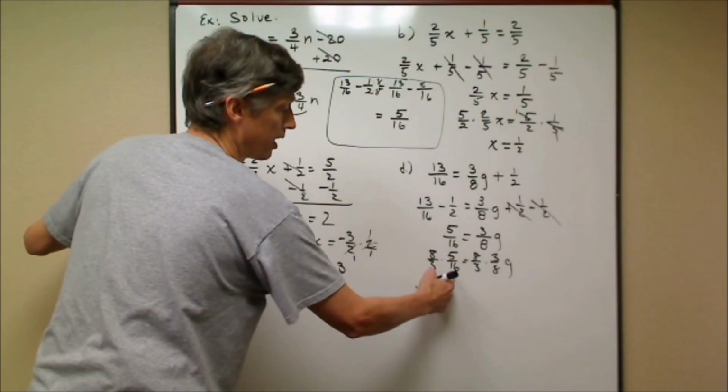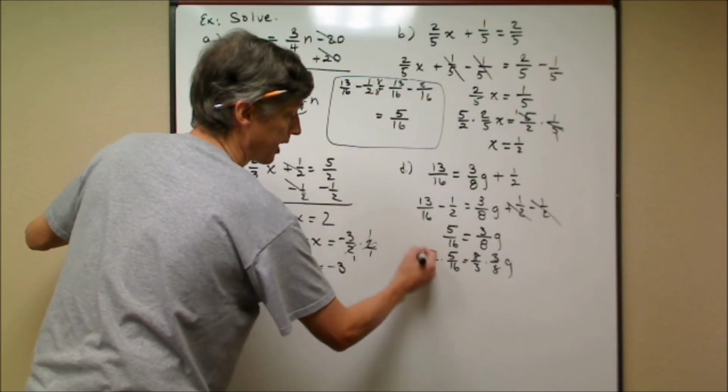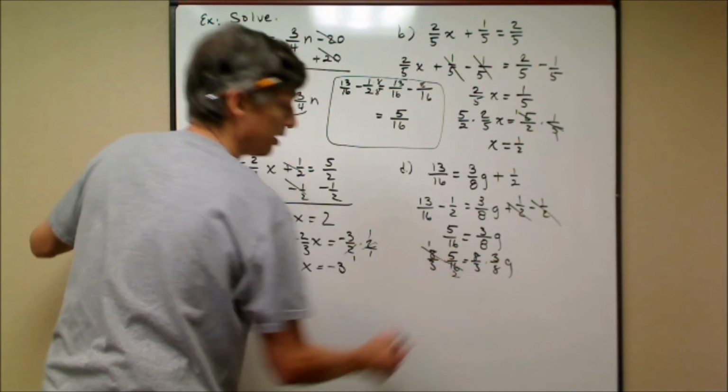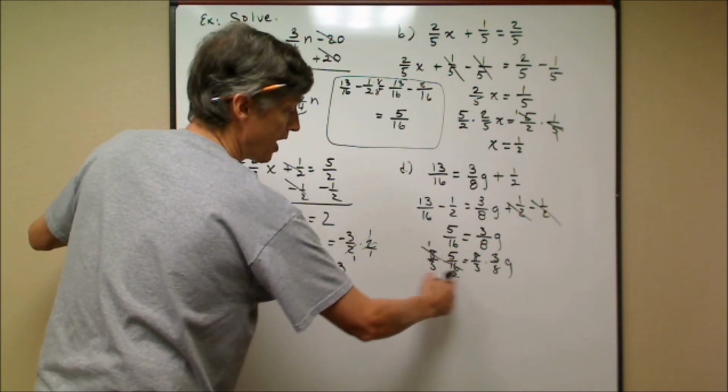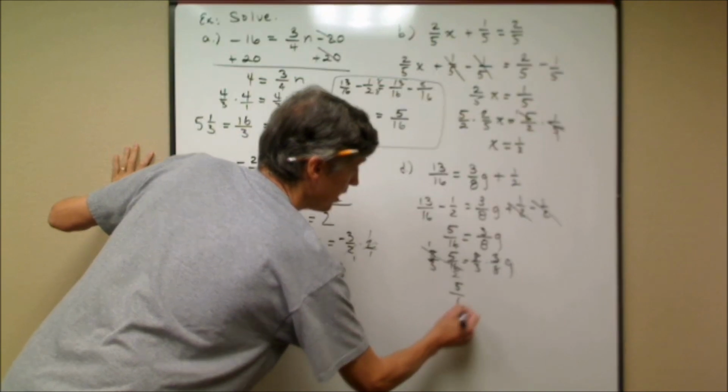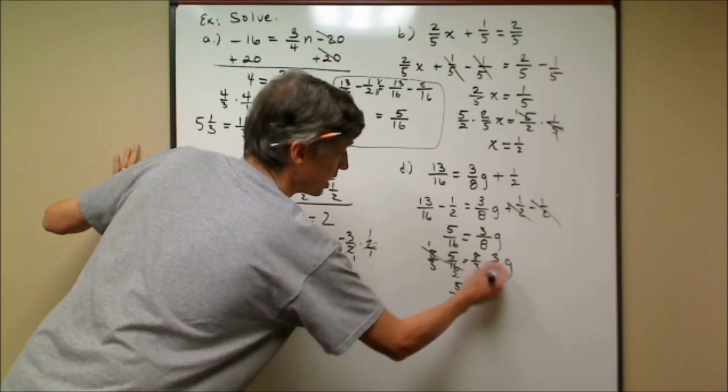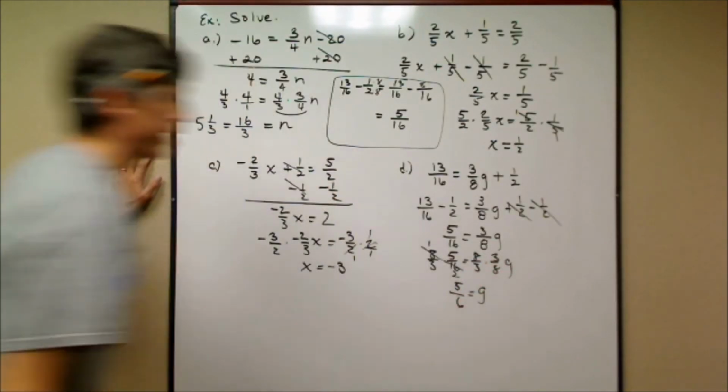Now, 8/3 times 5/16, I can cross cancel an 8. Goes like that. I end up with 5 over 6. And of course, these are reciprocals. That's just 1g or g, and there's my answer.